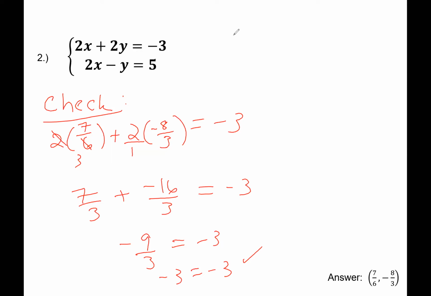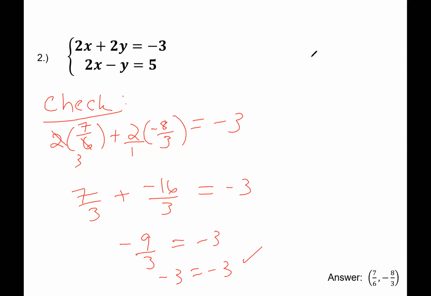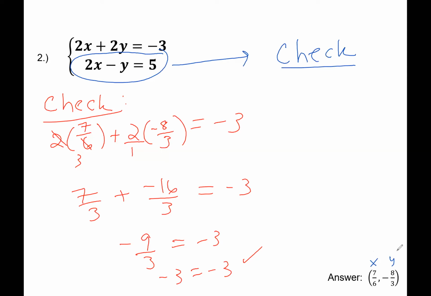And now we can just check in our second equation. Okay, now to check in the second equation. So our second equation, that's 2x minus y equals 5. We're going to check our solution there as well. Remember, x was 7/6 and y was -8/3. So 2x will now be 2 times 7/6 minus y. Now be careful here, minus, in parentheses, I'm writing -8/3 because y was -8/3.